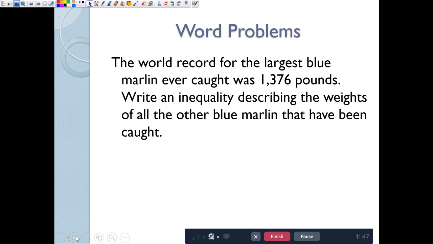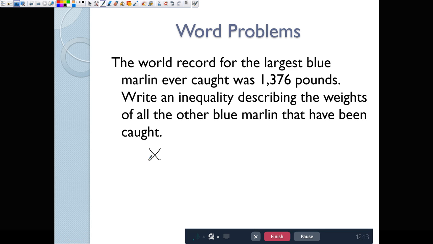So it says the world record for the largest blue marlin ever caught was 1,376 pounds. Wow, that's a big fish. Write an inequality describing the weight of all other blue marlins that have ever been caught. So all other means that it does not include that one, right? So my x, would it be less than? It's less than 1,376 because my variable, we could have made m or b or whatever, has to be less than that 1,376. It can't be less than or equal to because it doesn't include that marlin.